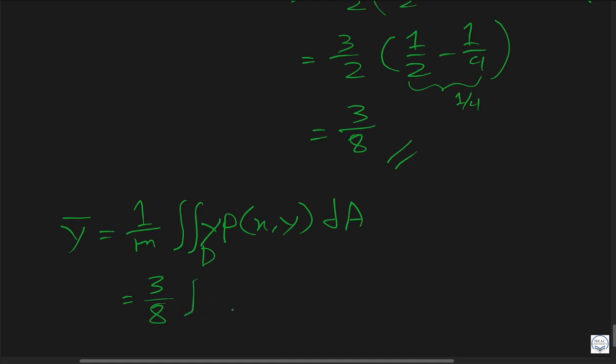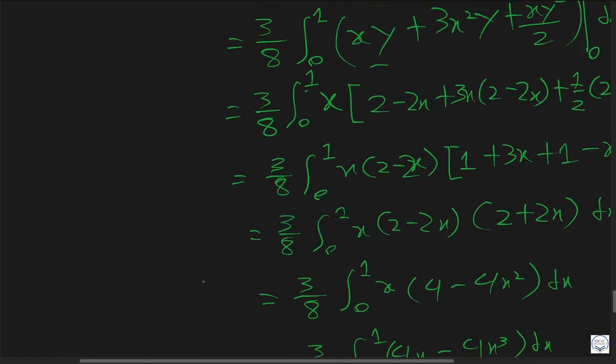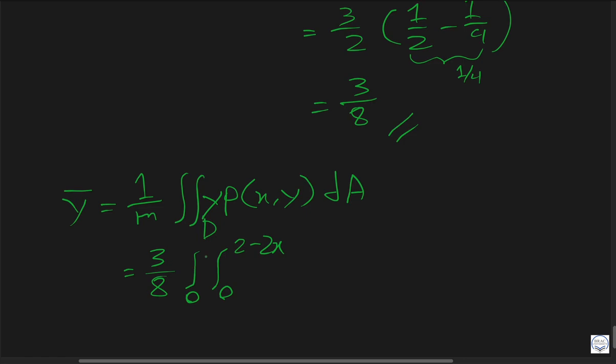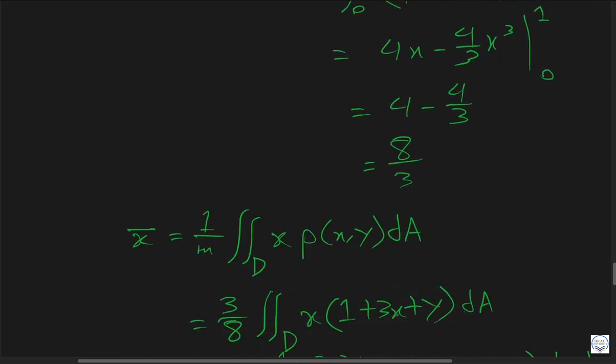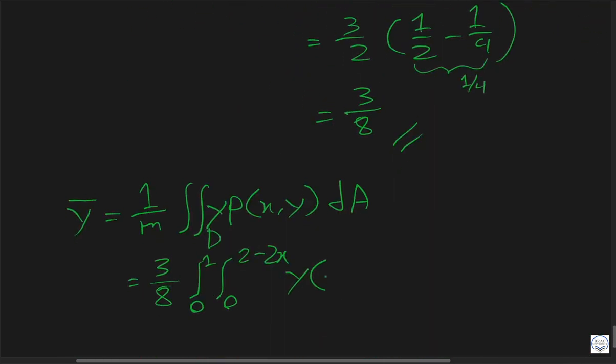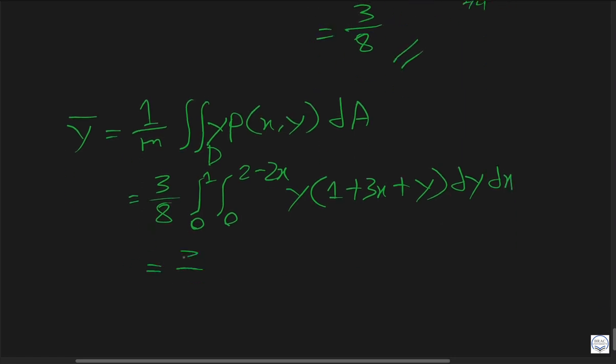Next, we still have the same region, so the limits for our integral will not change. That means this is going to be 0 to 2 minus twice x, and this one 0 to 1. It's the same limits for all three integrals in this case, since we're still solving this as type 1. So it's y times the density function, which is 1 plus 3x plus y, dy dx, because we did the y integral first.